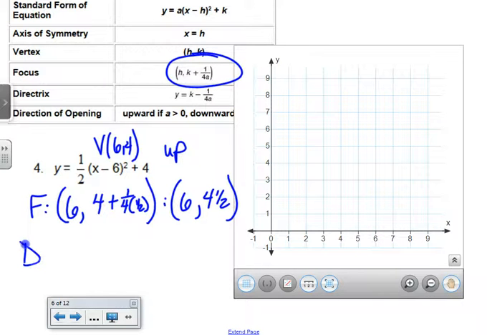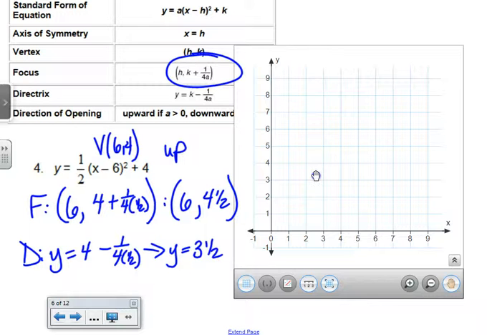And then for our directrix calculation, it's y equals the k, whoops, that was not the k. Sorry, k value is a 4. And then minus the 1 over 4 times the 1/2. So 4 minus 1/2 would be y equals 3.5. So if we graphed this, it would look lovely.